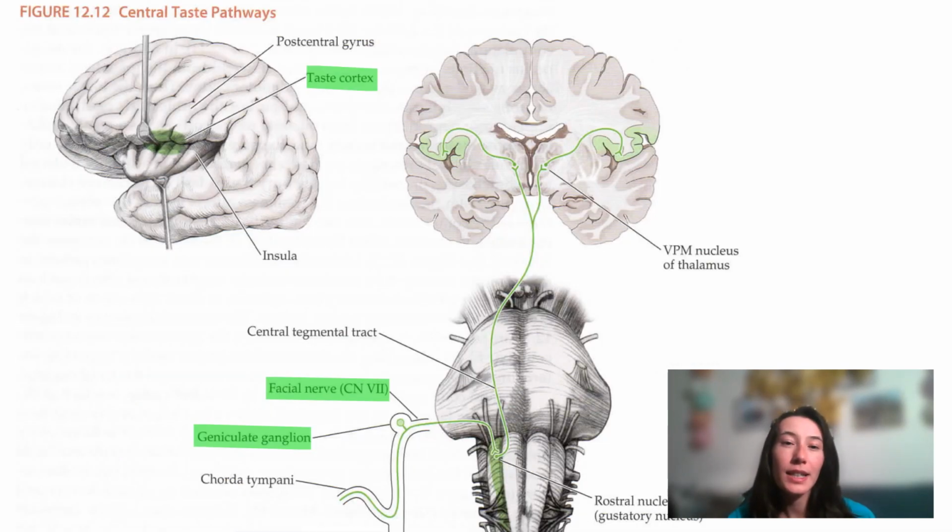This image gives a little bit more information about the taste pathway. So you're going to see the chorda tympani going up to the geniculate ganglion to where it then enters the brainstem at the pontomedullary junction. So you'll see that it ascends to then send the information to both sides of the brain. So there are bilateral projections.